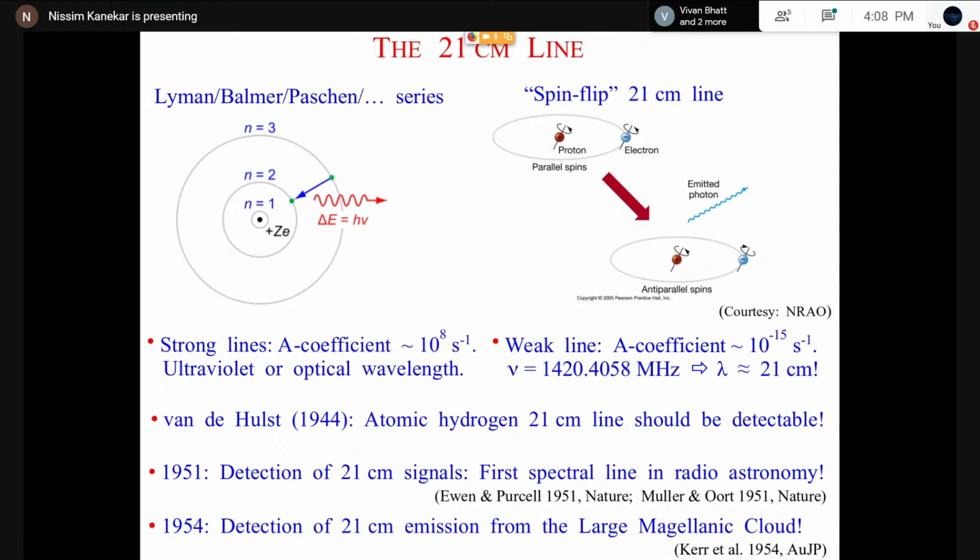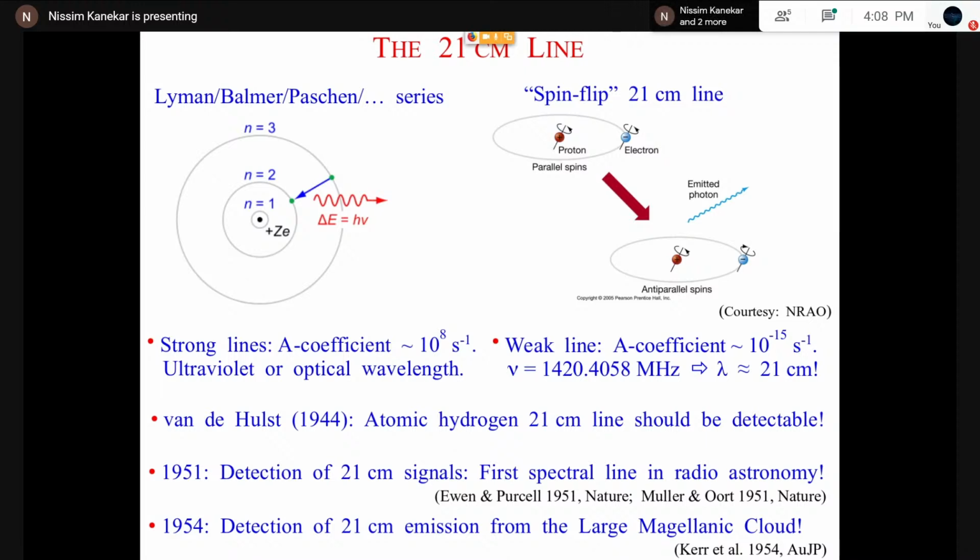Now, going back to the Lyman, Balmer and so on lines, these are extremely strong lines. The way you quantify the strength of a spectral line is by what's called the Einstein A coefficient, the probability of a spontaneous transition per unit time. The Einstein A coefficient of these transitions between principal quantum numbers, say in hydrogen, is about 10^8, so about 100 million per second. And so particles very quickly jump from one level to the other until they reach the ground state. And these lines are at ultraviolet or optical wavelengths, very strong lines.